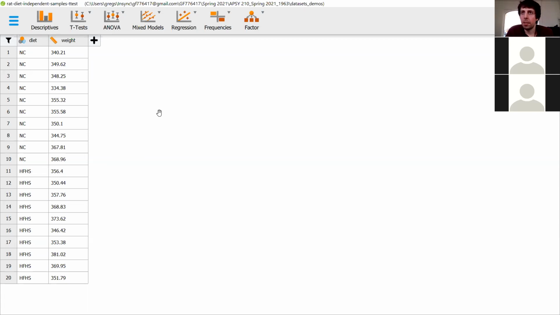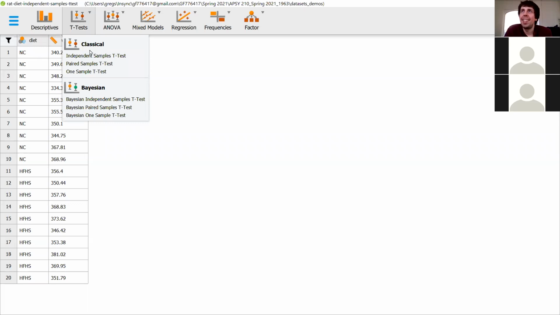Anyway, the next thing we're going to do, once we've made sure that our data is formatted correctly, because if it's not, then JASP is going to be confused and give us the wrong information, is go up to this handy-dandy t-tests button at the top of JASP. And there's classical and Bayesian. I'm not 100% sure what Bayesian is in terms of a t-test. Bayesian is a type of statistics that has a different foundation to it.